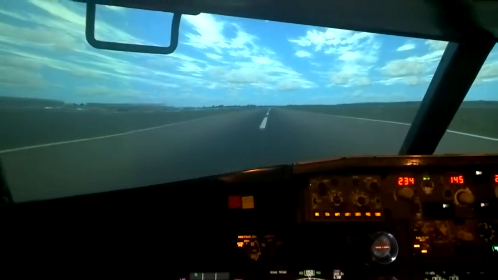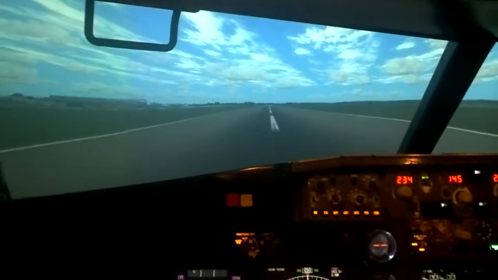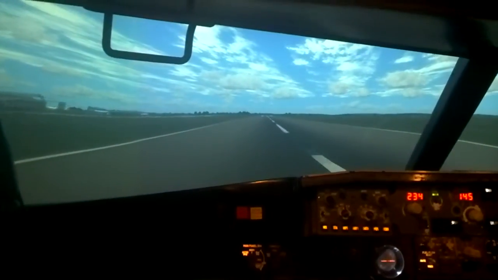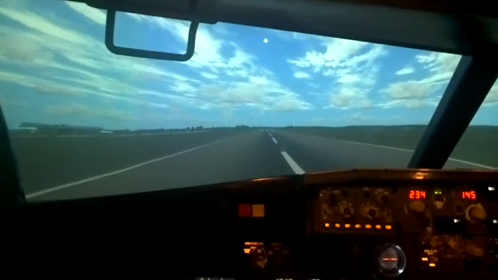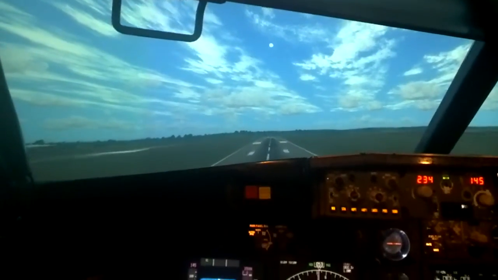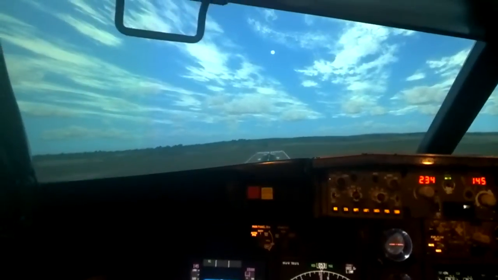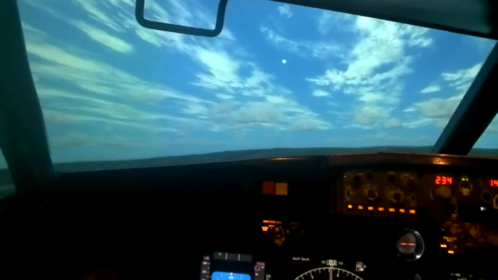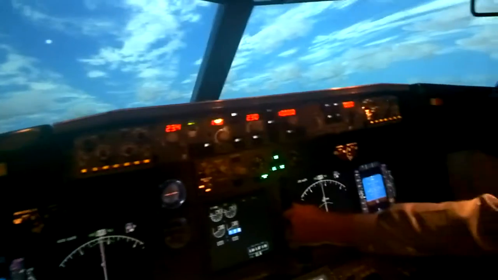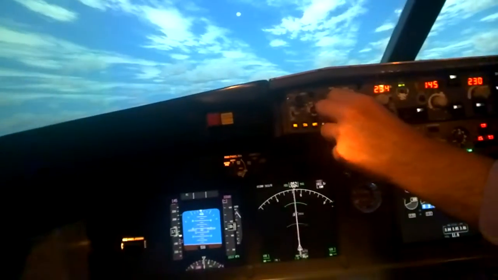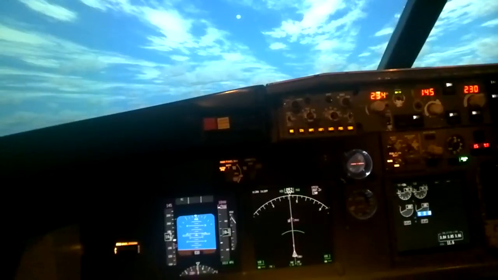V1, rotate. I'm at 15 degrees. Keep going. Positive climb. Actually no, 15 is here. Yep. Positive climb. You just say gear up. And we're climbing straight ahead.